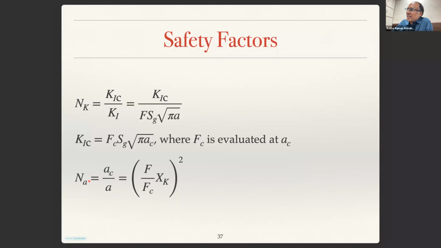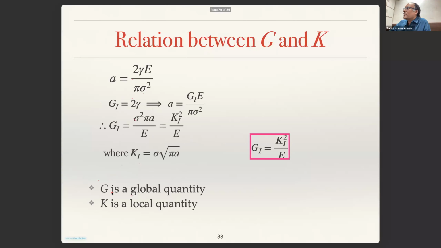Right? Safety factor in crack length is AC by A, where AC is the critical crack length divided by the existing crack length. Right? And this is F by FC times K whole square. So you don't worry about this equation. This we will get later. But AC by A, that is critical crack length. How would you calculate critical crack length? If you are applying certain load, for that particular load, what will be the critical crack length you can compute if K1 is less than K1C. Now the factor of safety in crack length will be AC by the current crack length. Okay.